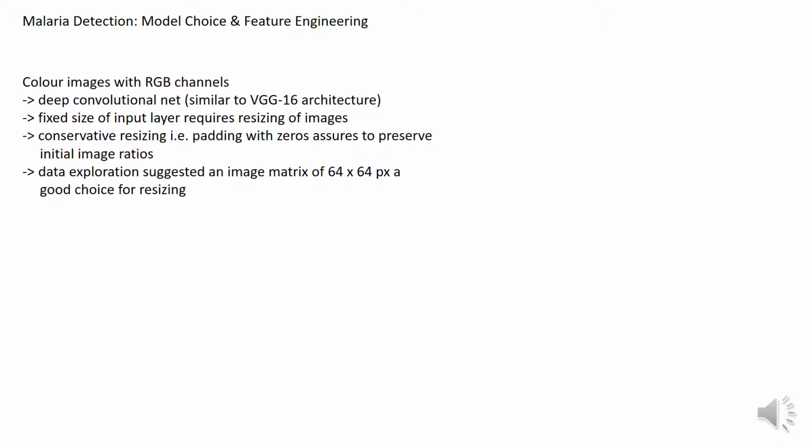As a model choice, I decided to go for a deep convolutional net, as these were images with 3 channels, RGB. Based on my data exploration, 64 times 64 pixels was a good choice for resizing these images. I also decided to use a conservative resizing approach, as this would preserve the initial ratios of the images without cutting anything away or distorting the images.